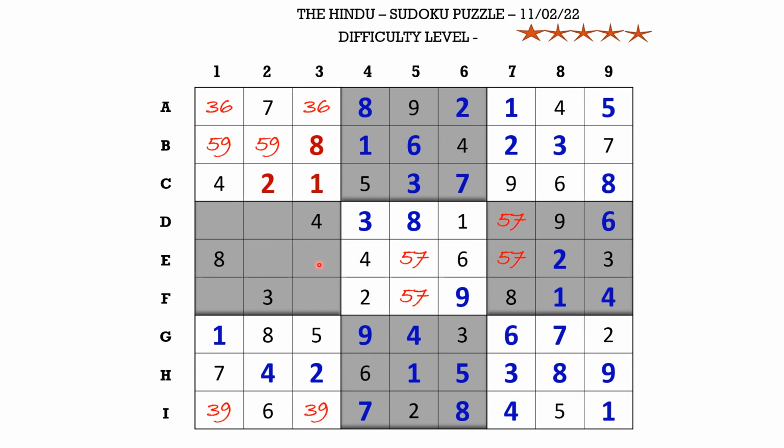In E row, the missing numbers are 1 and 9. There is a 1 here. So E3 takes 9 and E2 takes 1. So this 9 cancels out the 9 here. So I3 becomes 3 and I1 becomes 9. So this B1 becomes 5 now and B2 becomes 9 and A3 becomes 6 and A1 becomes 3.